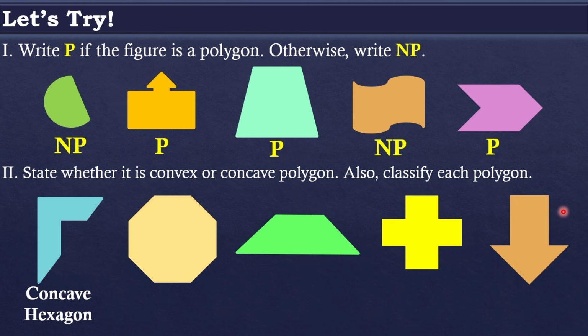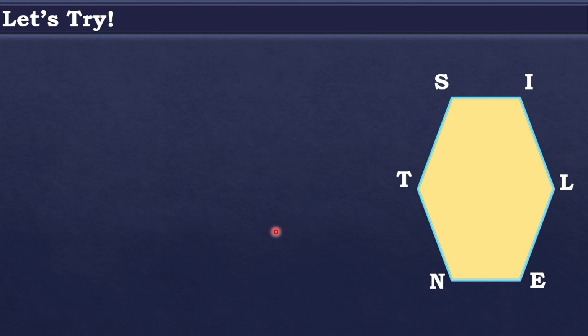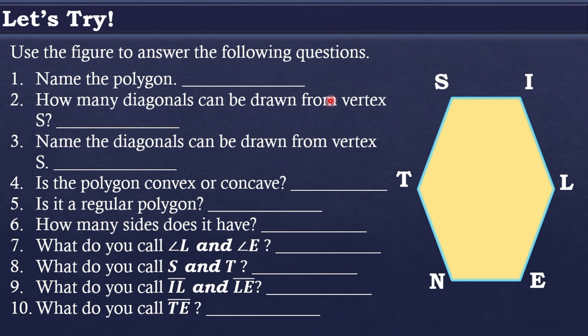Okay, let us check. So, we have convex octagon, convex quadrilateral, concave dodecagon, and concave heptagon. So you just have to count the number of sides. Let's have another. So I have here a polygon with 6 vertices. So fill in the blank with the correct word or phrases or number. You may pause the video so you can have more time to answer.